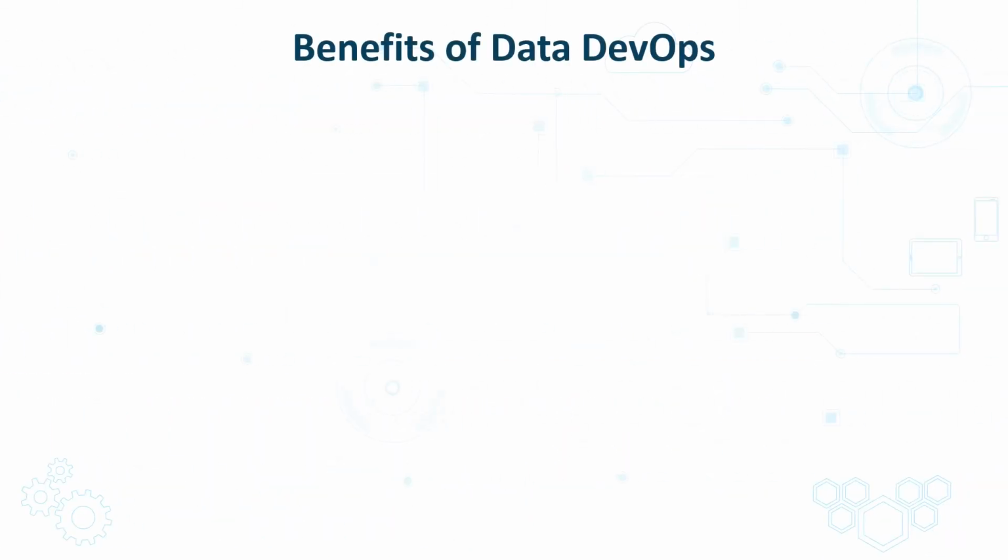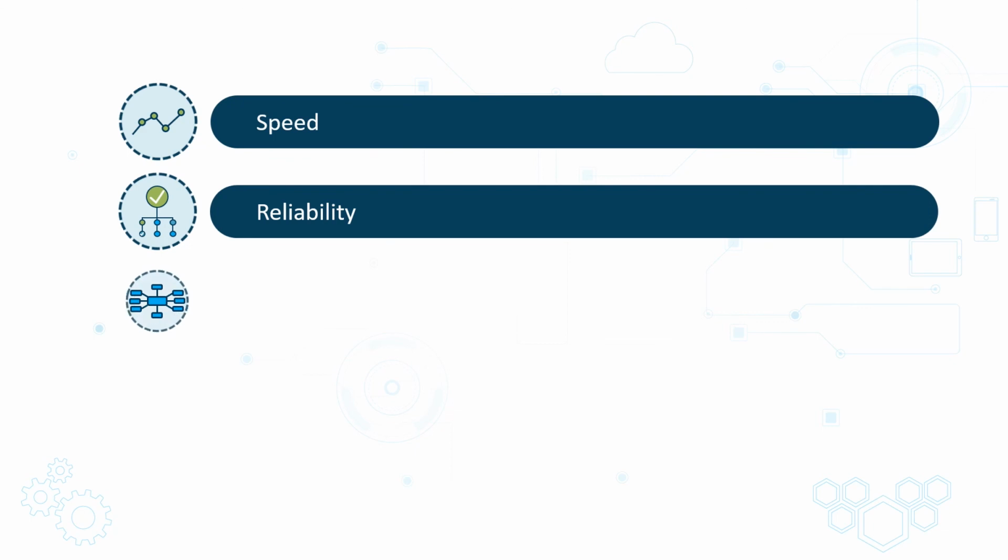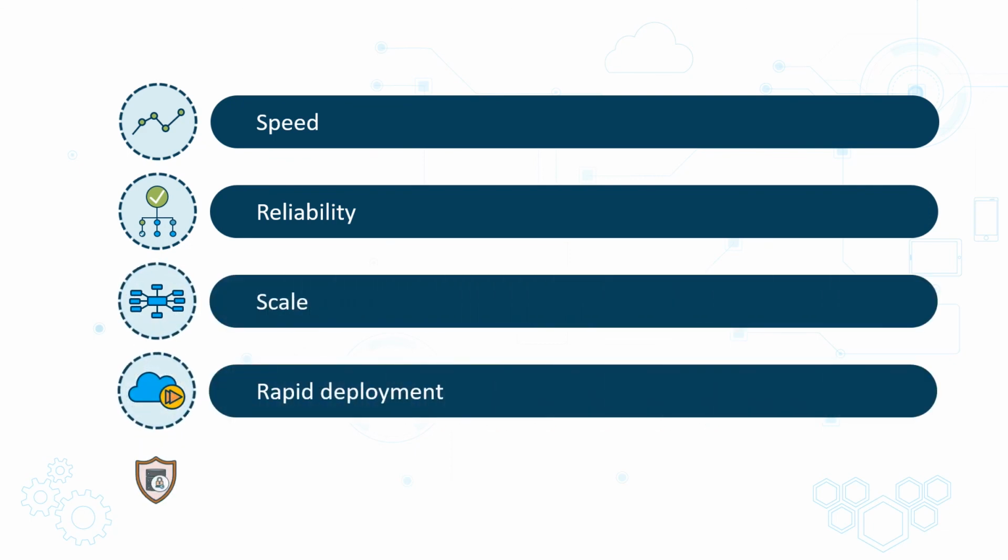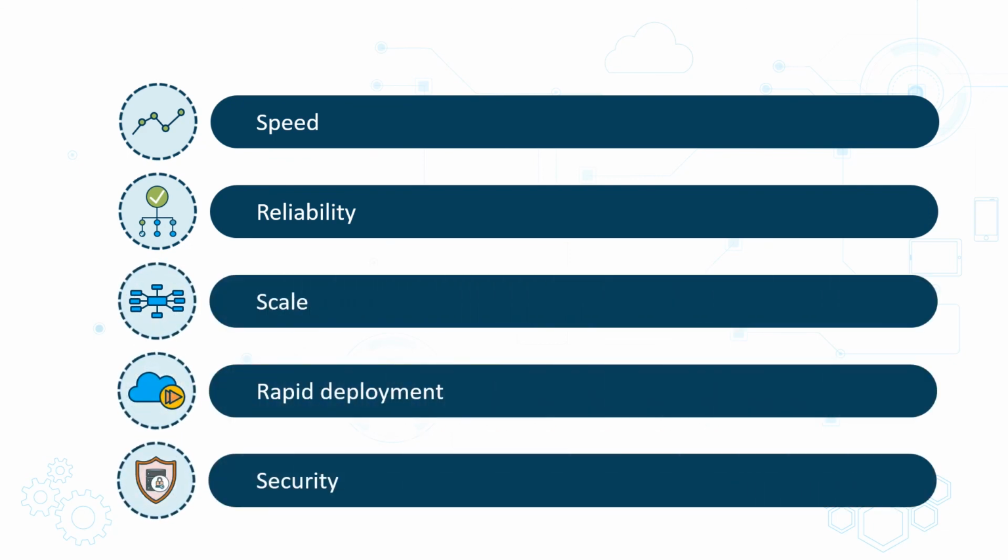So the main reason I wanted to approach DevOps for data science from this perspective is when it's done well, what can we expect to gain? What are the benefits of DevOps? Well, we get speed, reliability, scale, rapid deployment, and security. This is what we'd like to achieve, and if we incorporate DevOps into our organizations and processes, into the culture of development, then this is what it gives us.